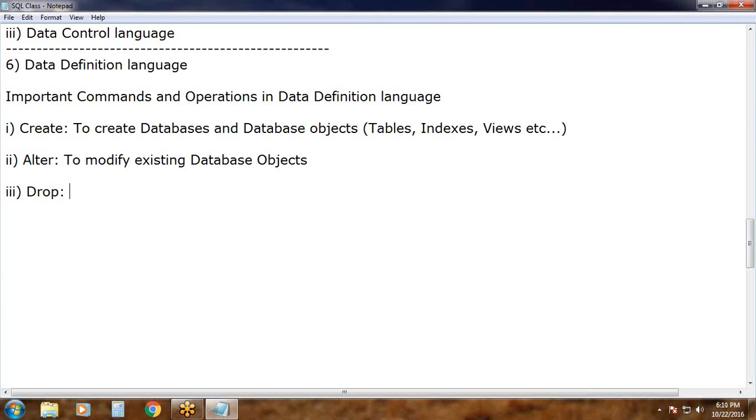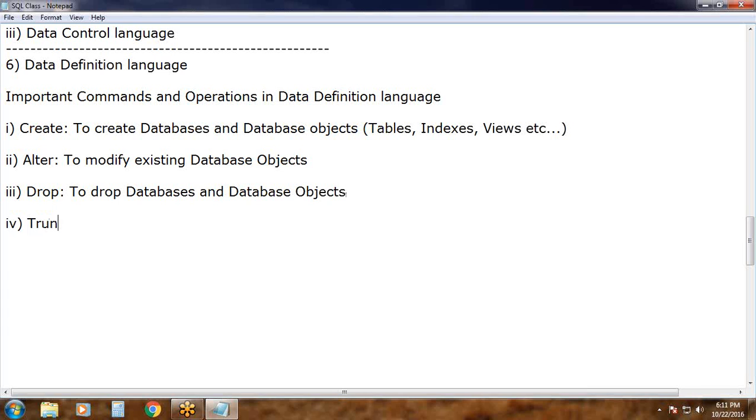You can drop entire database. Next, drop tables, particular tables. To drop databases one at a time and database objects such as tables, etc.